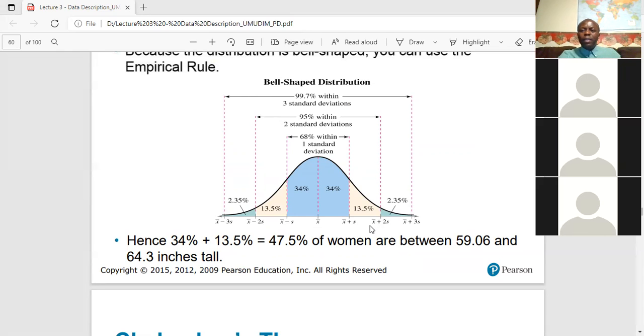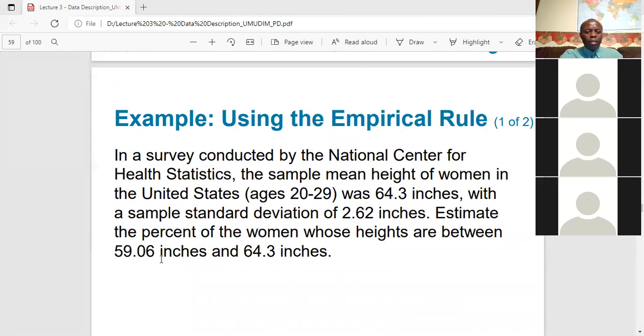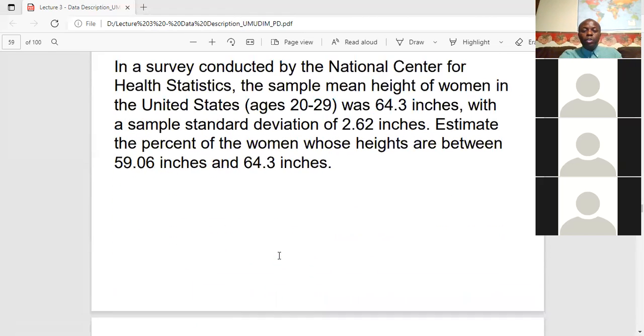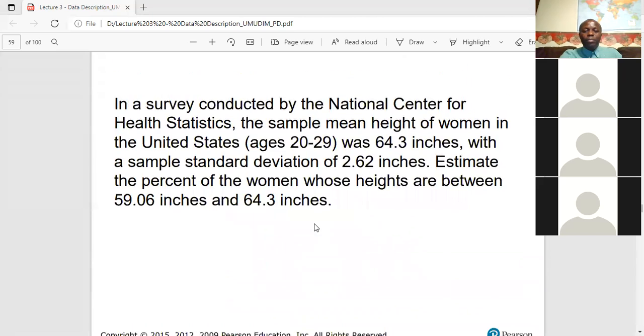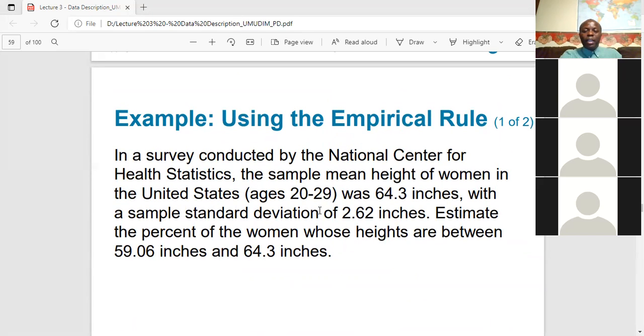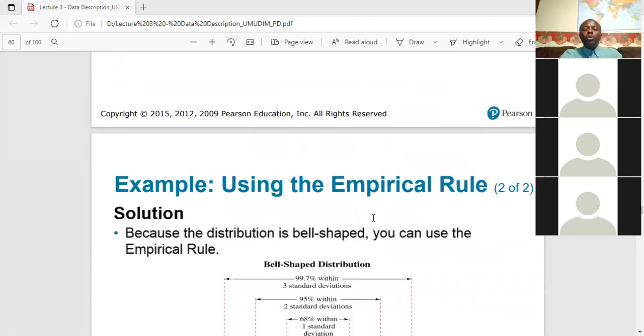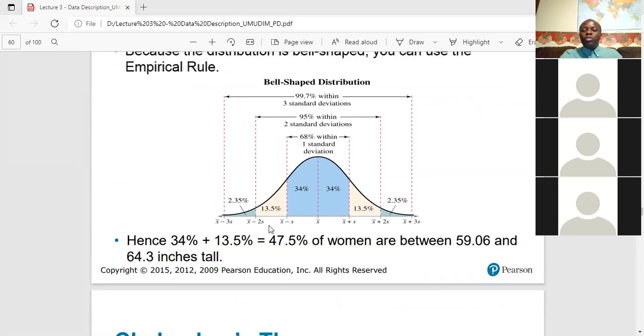But if it says a certain range, like the first one we did, which asks what percentage will fall between 59.06 and 64.3, in that case, you have to go here and get your X values. Here, our x bar is given as 64.3 inches, and the standard deviation is 2.62. You use all the ones that involve x bar minus standard deviation on the left side. Then use all the ones that involve x bar plus standard deviation on the right side, like we did here.